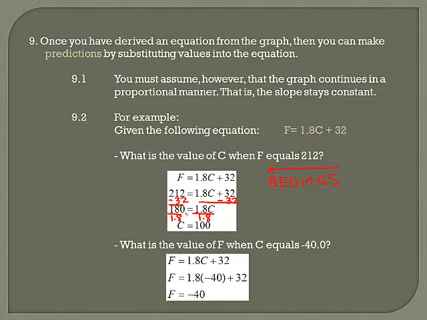If you were given the opposite situation and asked to find the value for F when C equals -40, all I have to do is substitute -40 in. Now we have all numbers on the same side, so we just have to follow normal BEDMAS. We're going to multiply before we add or subtract, and we get a Fahrenheit value of -40, the one point on the Fahrenheit and Celsius scale that happened to correspond.